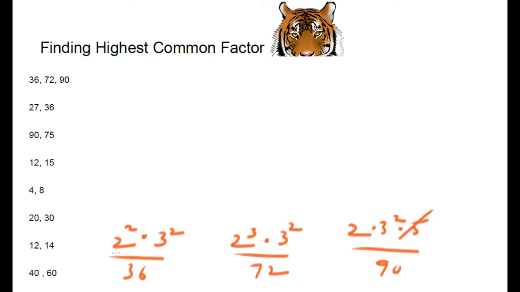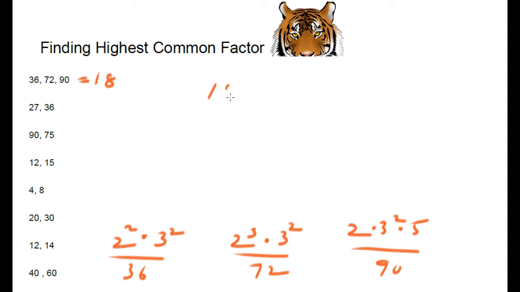Next, find the smallest prime number, which is 2, and 2 with the smallest power in all three sets is just 2. So write down 2 separately. Now the next prime number is 3, and 3 with the smallest power in all three sets is 3 to the power of 2. So 2 times 3 times 3: 2 times 3 is 6, 6 times 3 is 18. So 18 is the highest common factor of all three numbers.